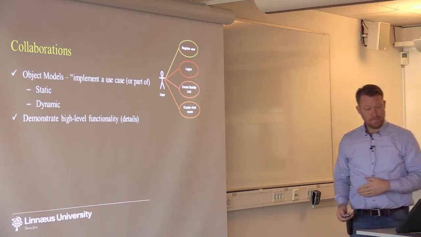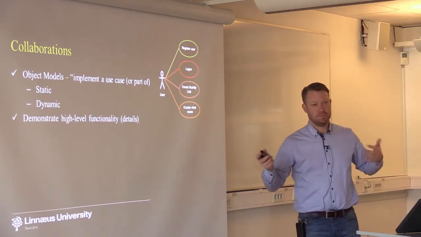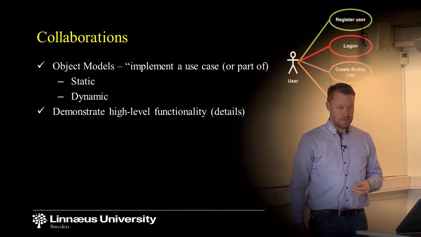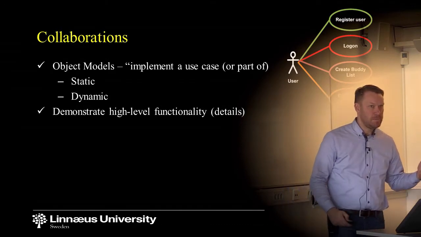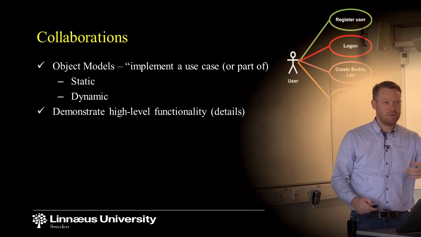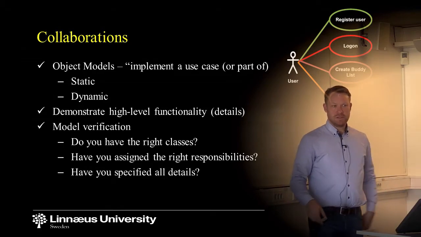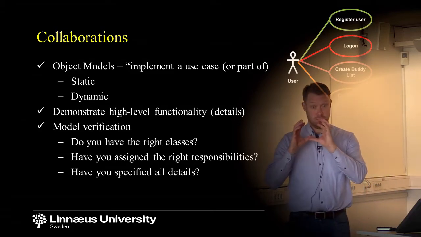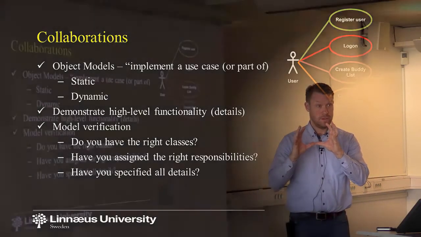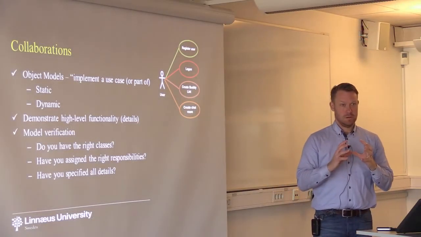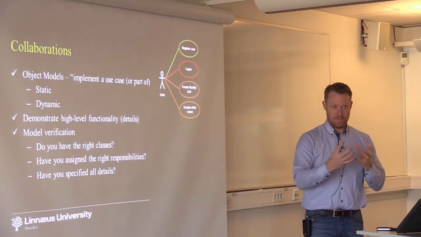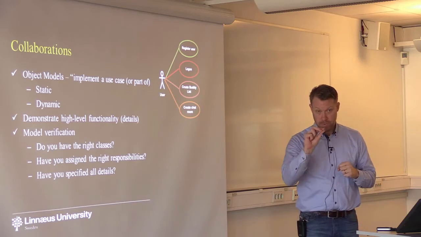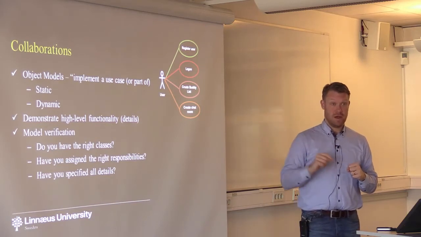So collaborations describe high-level functionality with some details. Not necessarily all the details that you will find in an implementation language, but it's a step towards that. And we can use this to verify our models. Can we, with the classes we have, instantiate objects that we can configure in a way that they communicate and talk to each other in a way that we achieve the behavior as described in the use case?